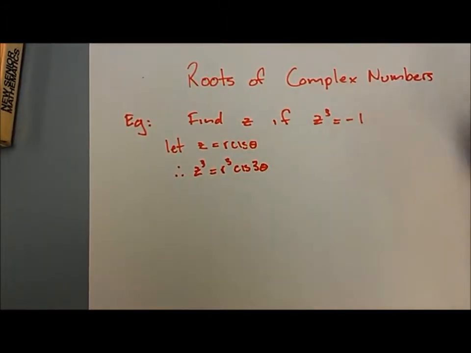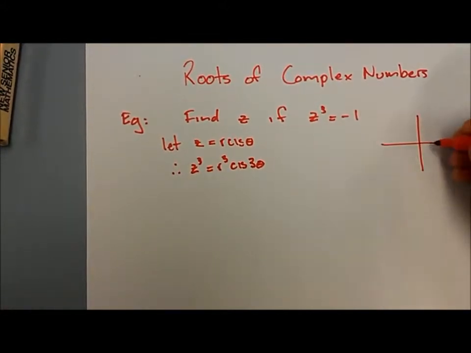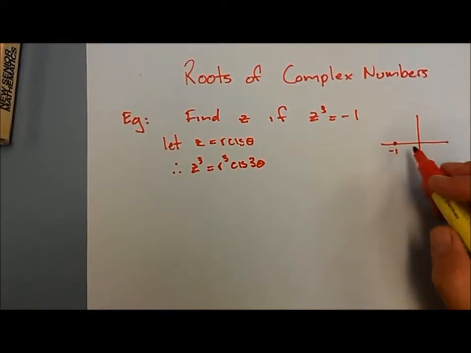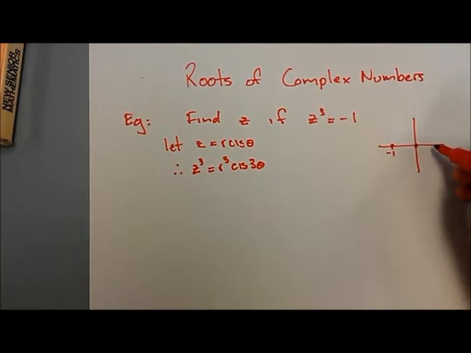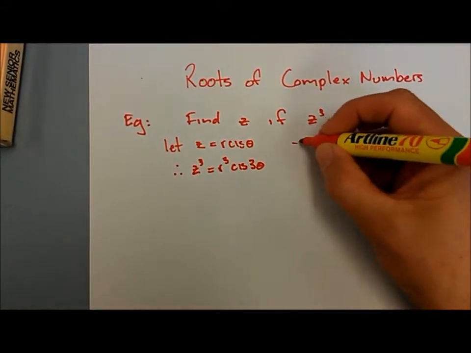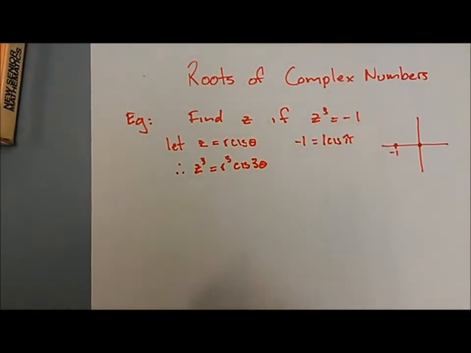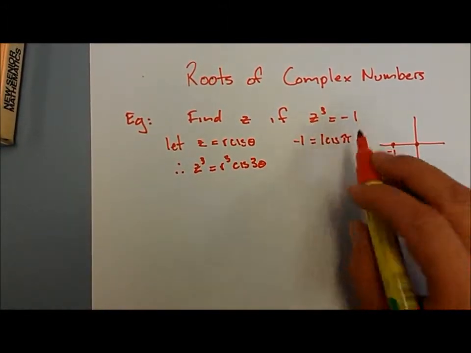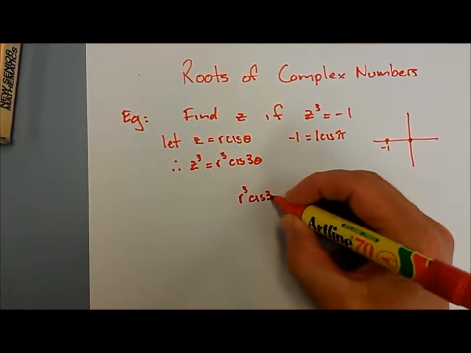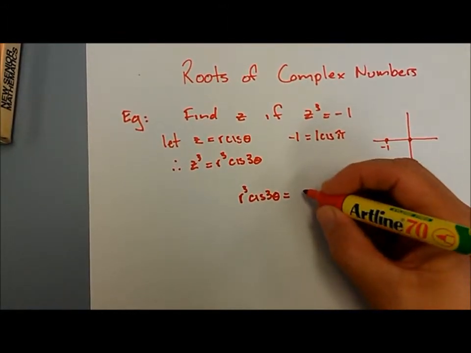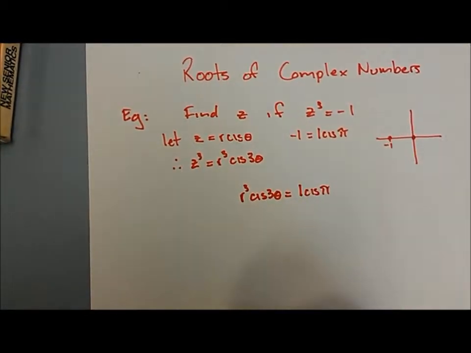Now -1 is quite easy to find the mod arg form, because if I plot it on an Argand diagram, it's right here at -1, which has a modulus of 1 unit away from the origin and an argument of pi, 180 degrees. So -1 is going to be equal to 1(cos π + i sin π). And so my equation then becomes z cubed, which is r cubed (cos 3θ + i sin 3θ), equals -1, which is going to be 1(cos π + i sin π).